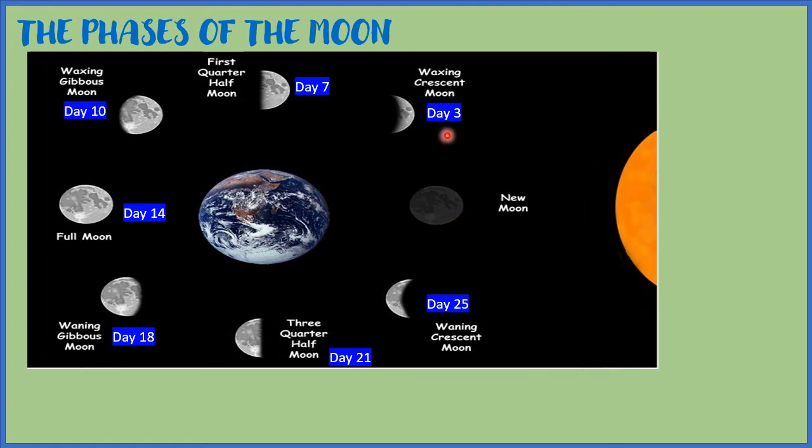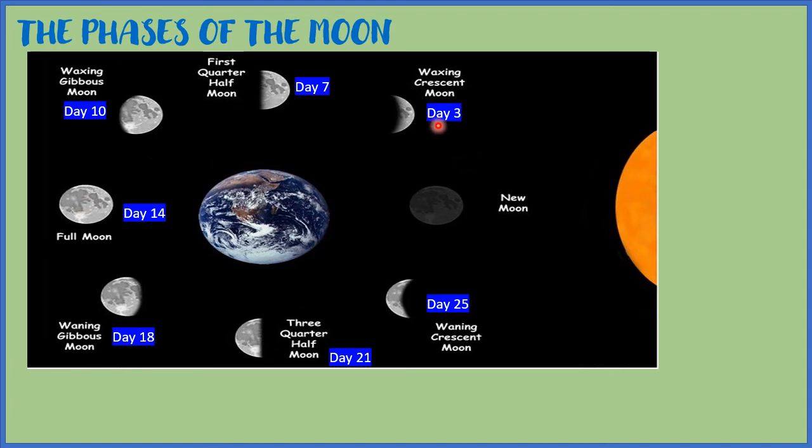After a day or two, we can see a small portion of the moon, and this is called the crescent moon. After 7 days, we can see half the moon, and this is called the half moon. 2 or 3 days later, we can see more than half the moon, and this is called gibbous moon. After 14 days, we see the full moon.